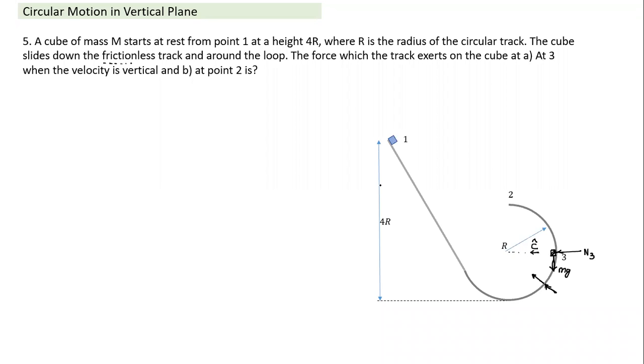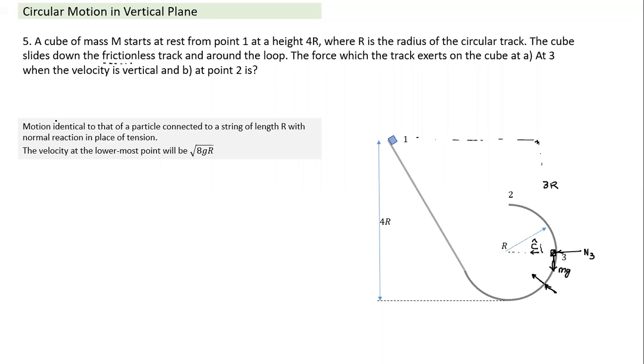This point 3 is pretty simple compared to point A. It is lower by what distance here? It is lower by a distance 3r. So the vertical distance is 3r. If the vertical distance is 3r, I can find the velocity. Once I find the velocity, using the property, I can find the value of N3. That's the scheme. So the motion is identical to that of a particle connected to a string of length r, with normal reaction in place of tension. That's the only thing. The rest is all the same.